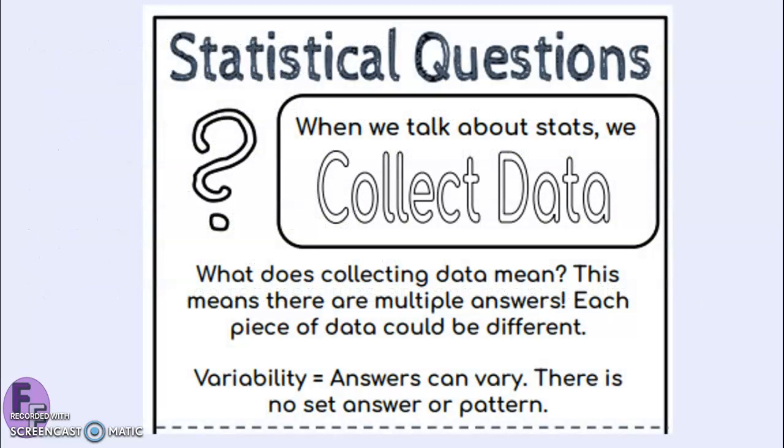So statistical questions are things that we collect data about. Collecting data means that there are multiple answers. Each piece of data could be different. Variability equals answers that can vary or are different. There is no set answer or pattern.